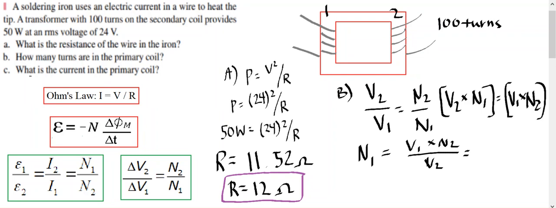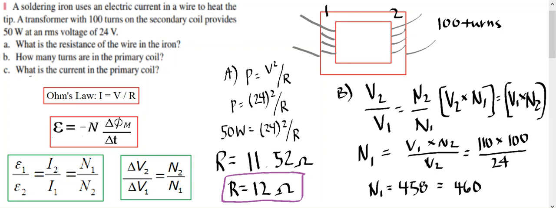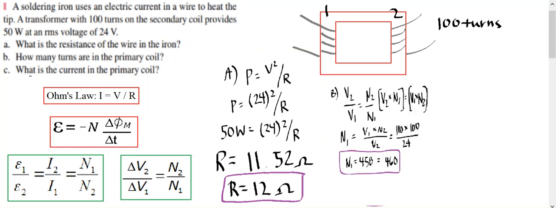Now, you may notice we're not given V1. However, we can take into account that the primary voltage is that of a regular stock outlet voltage, which is 110 volts. So when we plug in those values, we get 458, but taking into account significant figures, we round that to 460. So part C asks, what is the current in the primary coil?